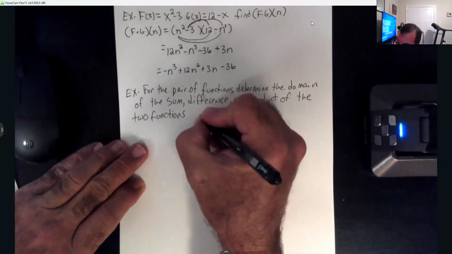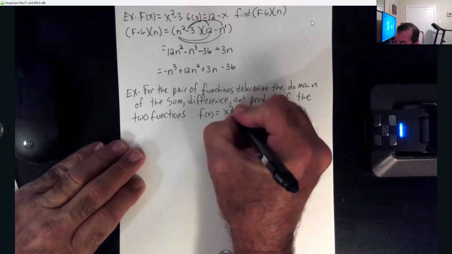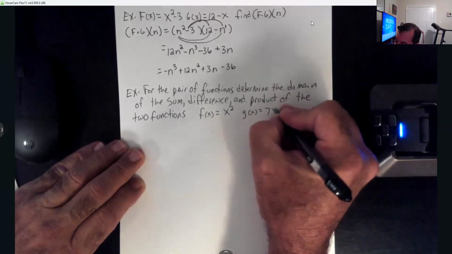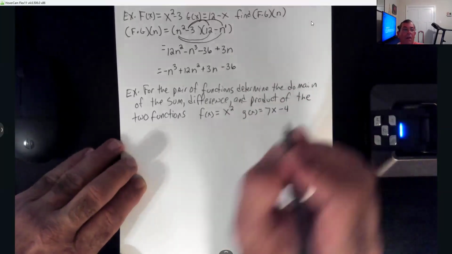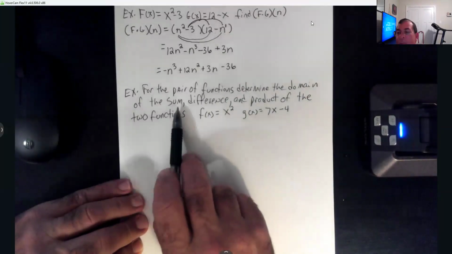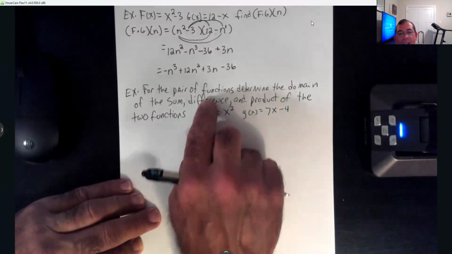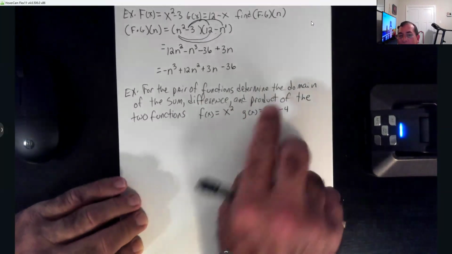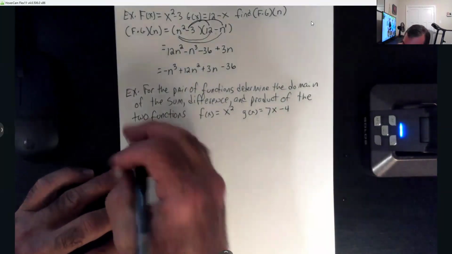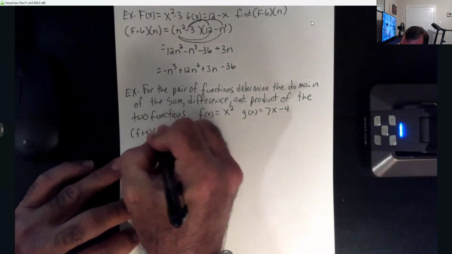Now my functions are going to be f of x equals x squared, and g of x, let's let it equal 7x minus 4. So what they want me to do is set them up as a sum and figure out what my domain might be. Set them up as a difference and then set them up as a product. So this is like three problems in one. So let's start with the sum. The sum would be f plus g of x.